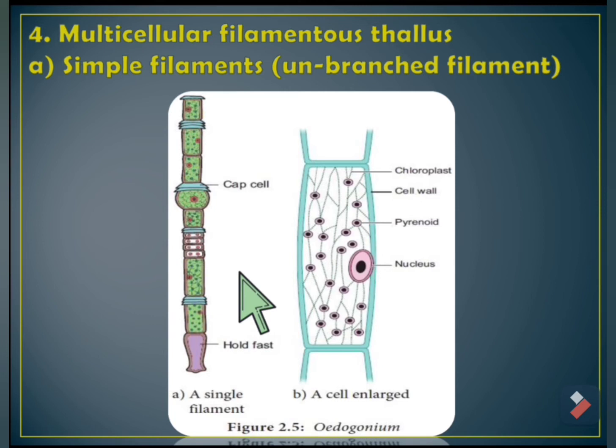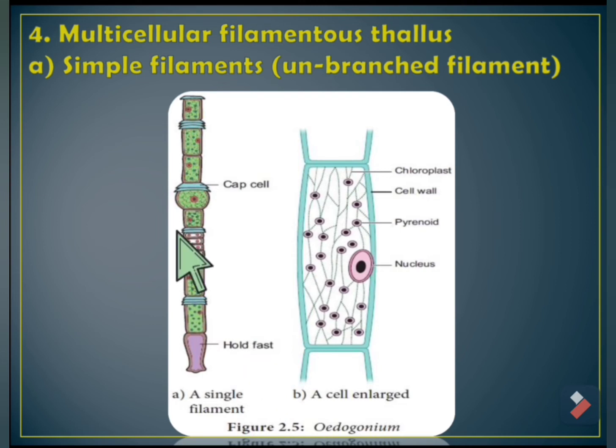It is unbranched, and all the cells, you will see, are alike and independent of one another. That means all the cells in the filament can divide independently. They are not dependent on each other. And another type of green alga is Ulothrix. In the case of Ulothrix, one cell of the filament will get modified into a rhizoidal cell, which will help in attachment.